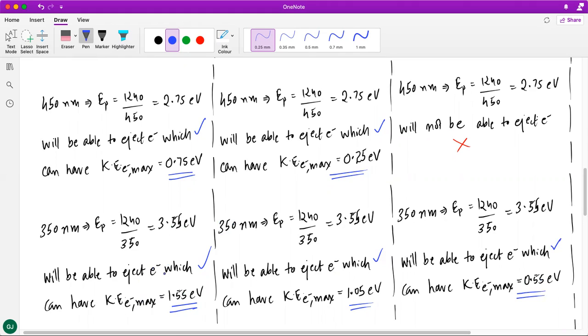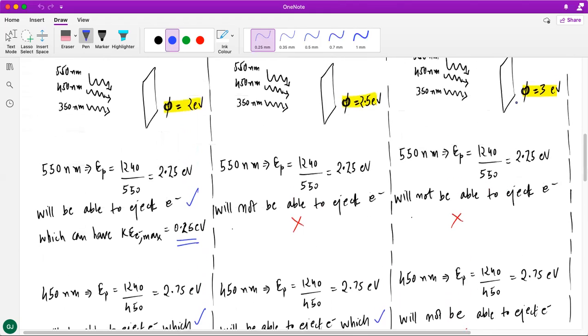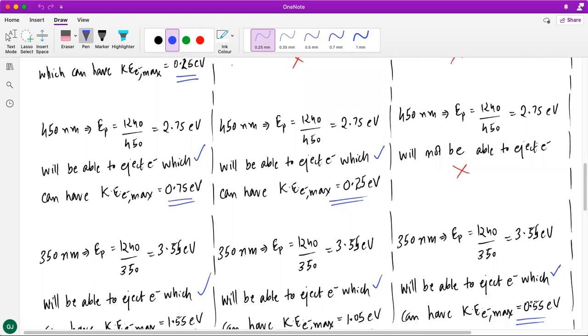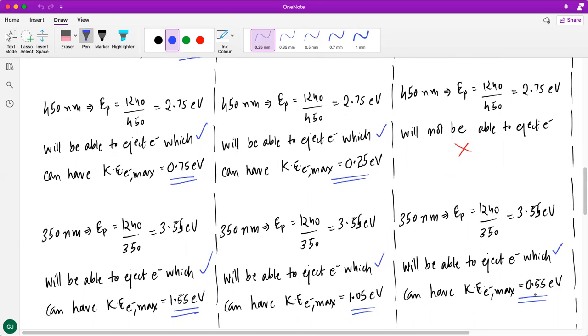Right? In the plate P, the maximum kinetic energy of the electrons will be 3.55 minus 2 eV, which comes out to be 1.55 eV. In case of plate Q, the energy of photon will be 3.55 eV minus the work function, which was 2.5 eV. So the KE max comes out to be 1.05 eV. And in case of plate R, the energy of photon 3.55 eV was able to eject electrons, and 3.55 minus the work function, which was 3 eV, we got the kinetic energy to be 0.55 eV.